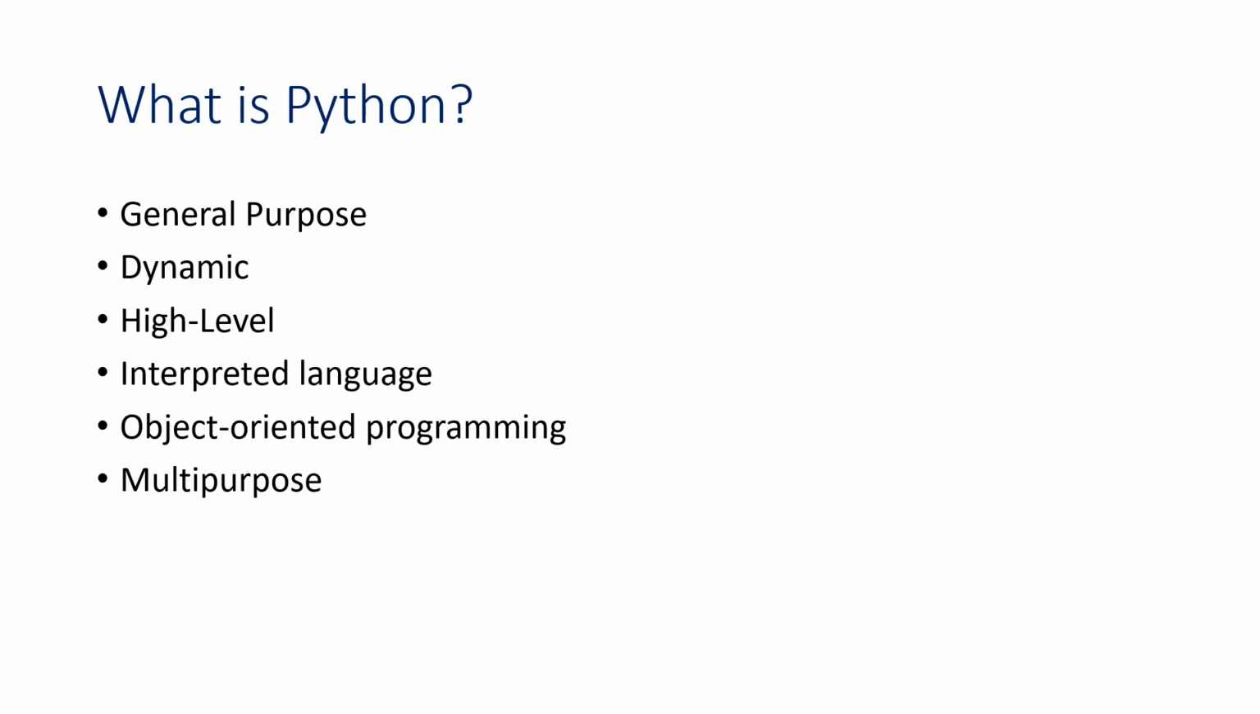So what is Python? Python is a general purpose language. What do you mean by general purpose? It is not specific to a particular application. It can be used for any application. For example, web-based applications, desktop-based applications, mobile-based applications, or you can develop games, predictions like data science, data mining, anything. For anything, Python can be used.